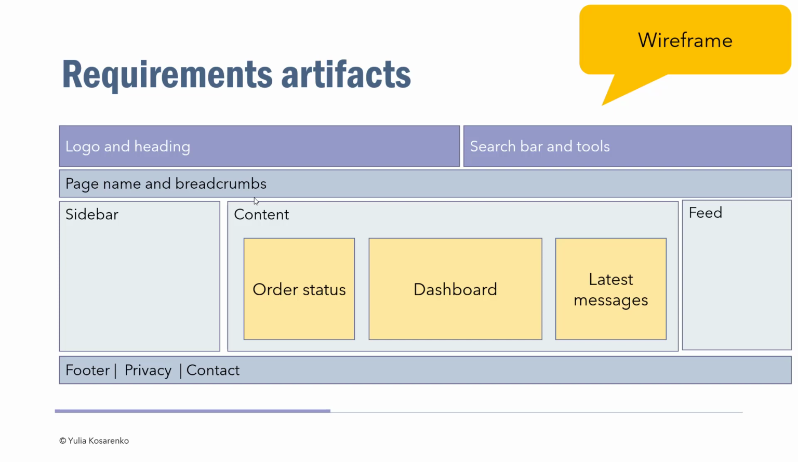That's really a wireframe. So in this example, maybe it's a wireframe for a web page, which will have areas for logo and heading and search, and you're visualizing what is the content. Maybe as a customer, I want to see my order status and dashboard of my orders and latest messages and feed of some notifications. So this could be really anything, and I know you've all seen and you are used to the design of different websites and systems, and you can think of it.